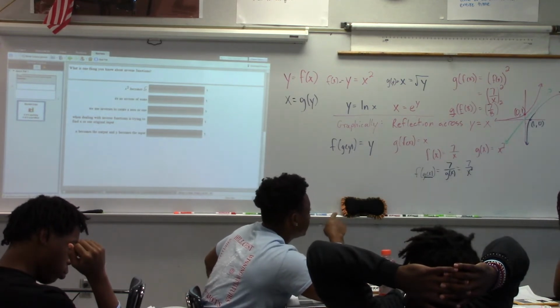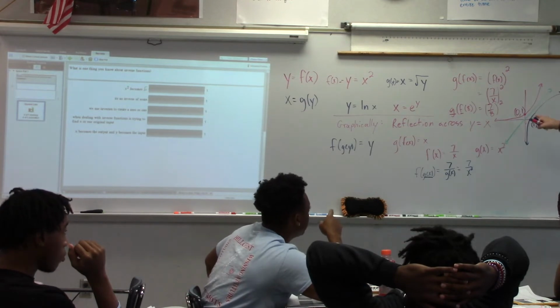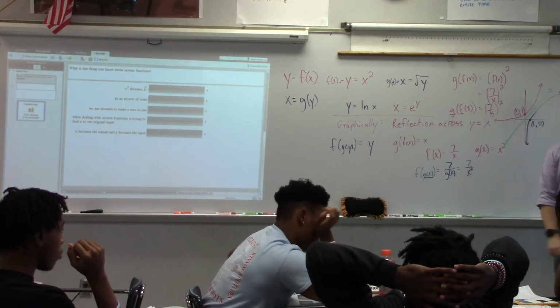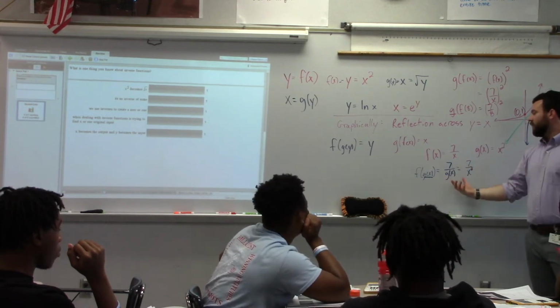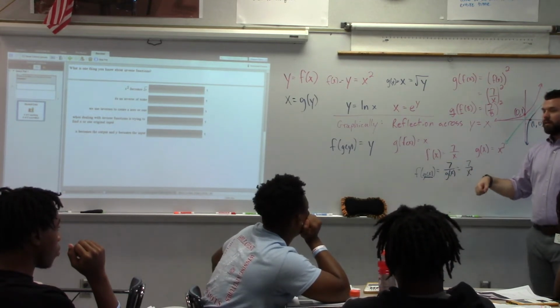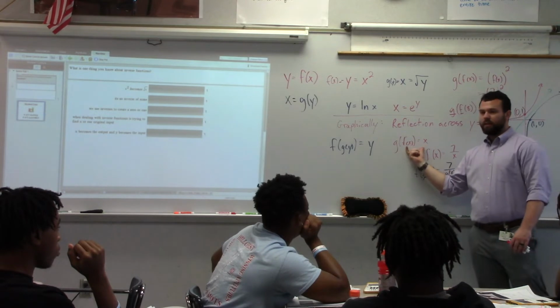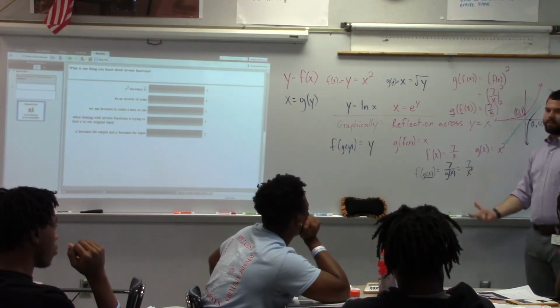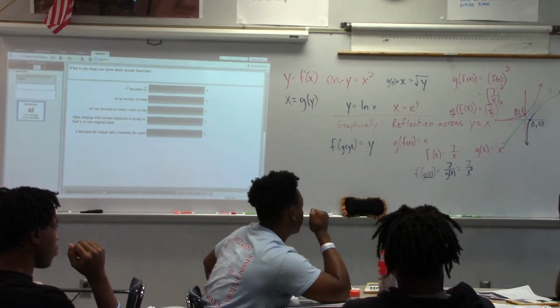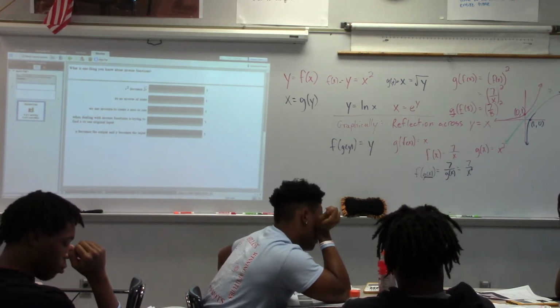I'm not testing you on compositions with numbers like that, yeah. But you will have to compose functions to determine if they're inverses or not. So only if it composes to x will it be an inverse. If it doesn't compose to that, they're not inverses. Does that make sense? So you'll have to be aware of that.